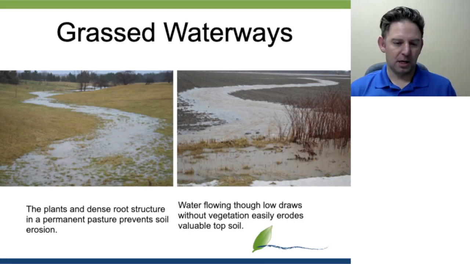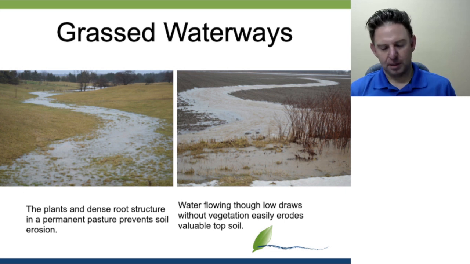In contrast, here on the left side, we have a pasture or a meadow that is vegetated, which slows the rate at which water moves and also reduces the amount of erosion that's happening. Whereas on the right side, you have a fairly significant draw through a field. It's not protected, and what you're seeing is brown water, and that brown water is really your topsoil that's being lost.